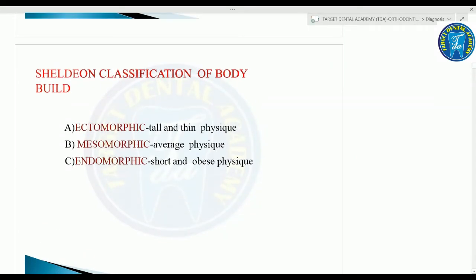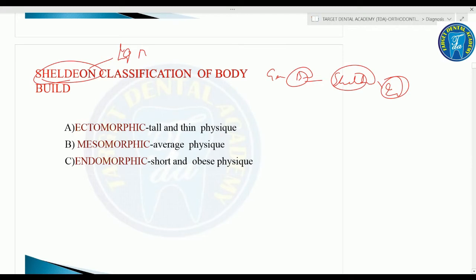Very important classification, the Sheldon. Important, commonly asked MCQ, that Sheldon has classified the general body build. So if a question comes, who has given the classification of the body build, your answer should be Sheldon, commonly asked MCQ.